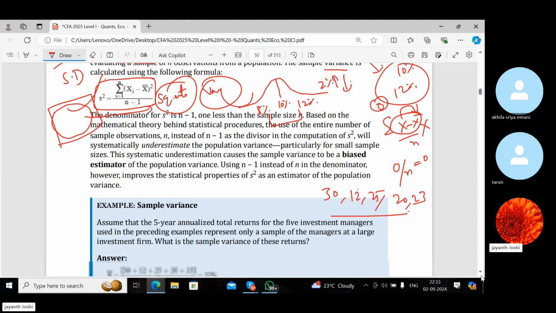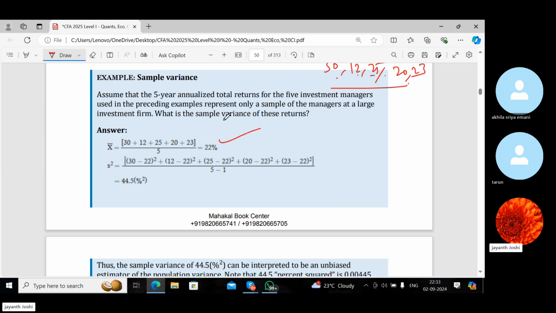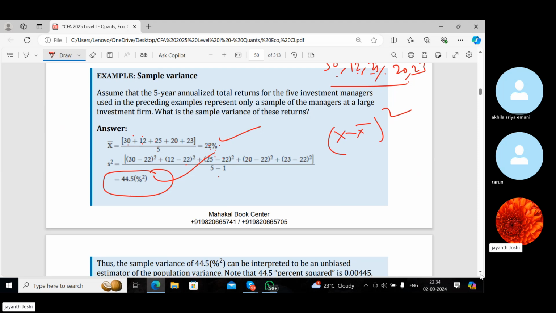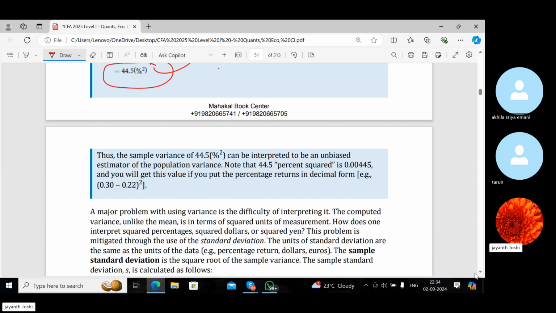See, first you have to find out the mean. That is the sum of the observations divided by the number of observations. The mean is 22. Then you have to take x minus x bar, the whole square. Why are we doing this? We want to remove the negative signs. So 30 minus 22 whole square, 12 minus 22 whole square, and so on, divided by 5 minus 1. So this is your variance. But we want standard deviation. If we want standard deviation, we need to take the square root of this. Now coming to this, like 44.5.